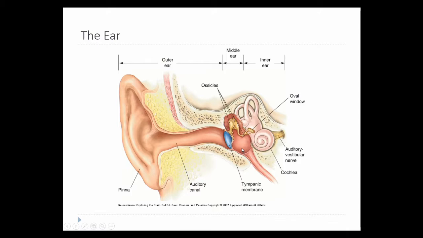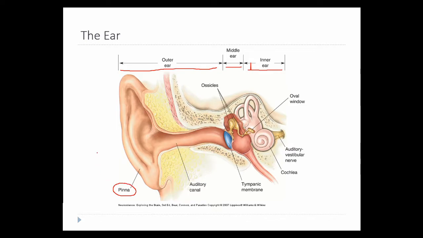So the ear, of course, is the organ that we detect sound with, and the ear has 3 regions: the outer ear, the middle ear, and the inner ear. The outer ear is pretty simple. It consists mostly of the part you can see, this big fleshy flap called the pinna. That's what that structure is actually called.